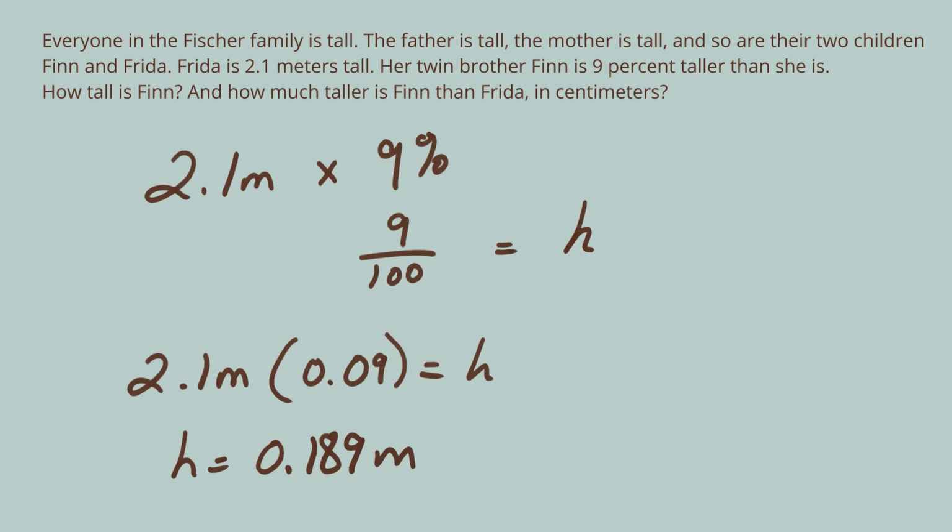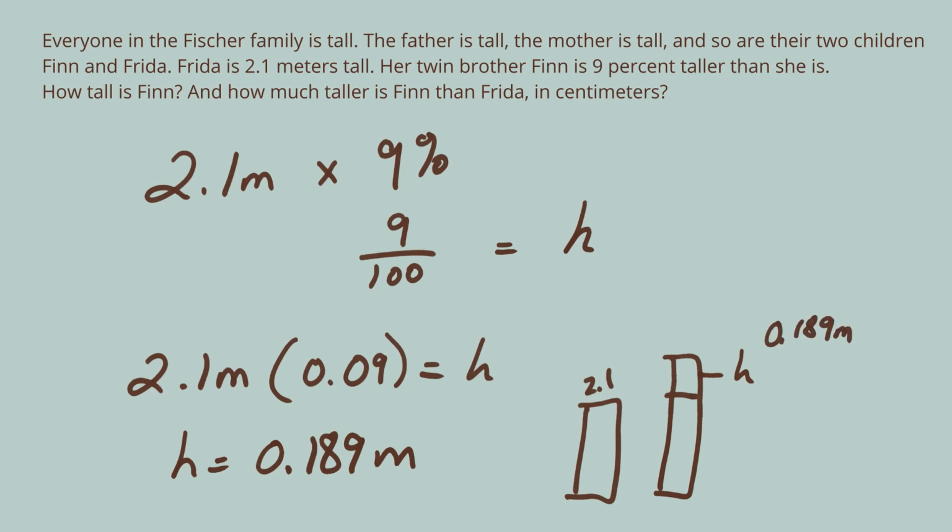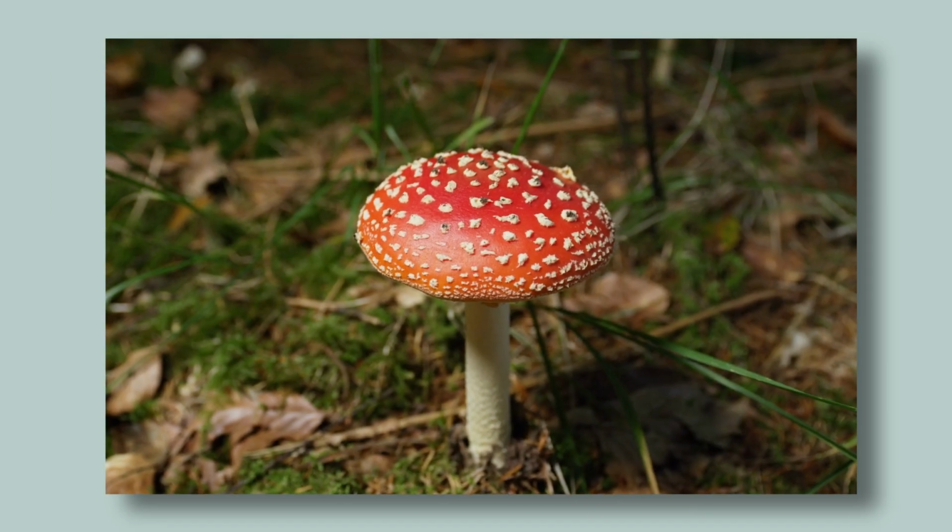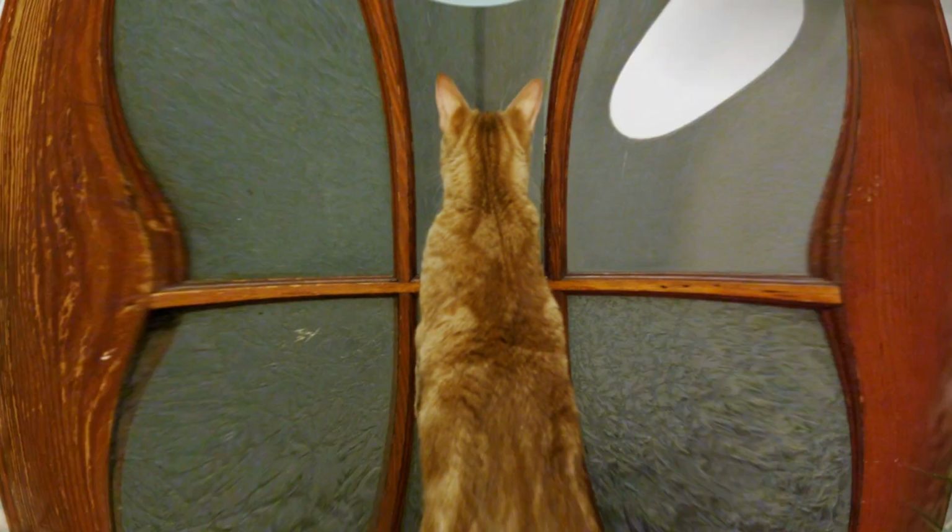It's tempting to get an answer and stop working. But you have to apply a kind of common sense test. If Frida is 2.1 meters tall, and we know that Finn is even taller than she is, it doesn't make sense that Finn would be only 0.189 meters tall. That's much, much shorter. Maybe the size of a tallish mushroom, or a short cat.